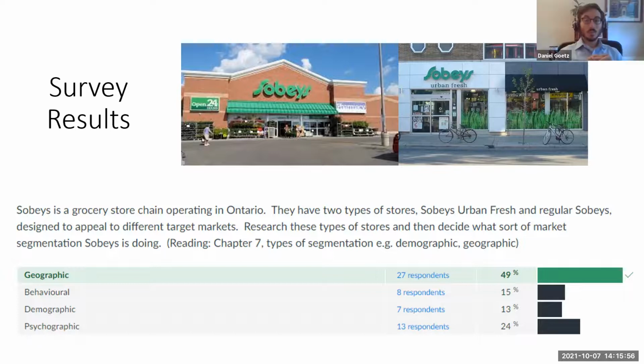Yeah, I think that's a great point. Because when it comes to concentrations of high income earners, Toronto definitely has some of these other areas beaten out, right? Yeah, very good.